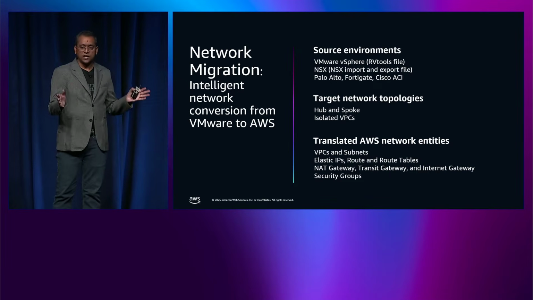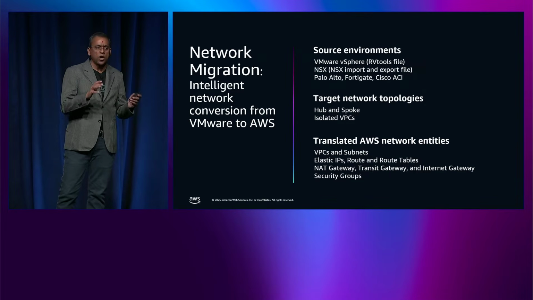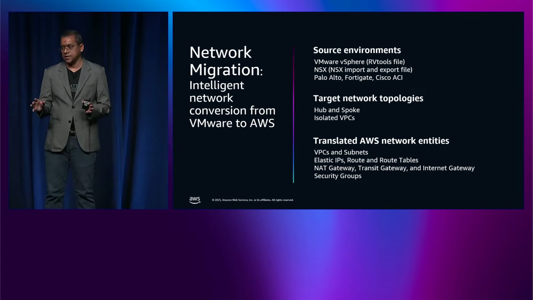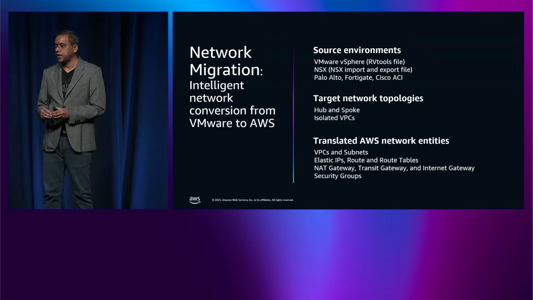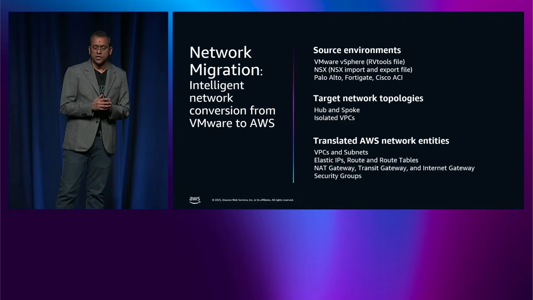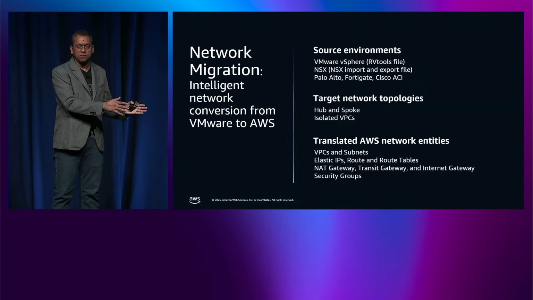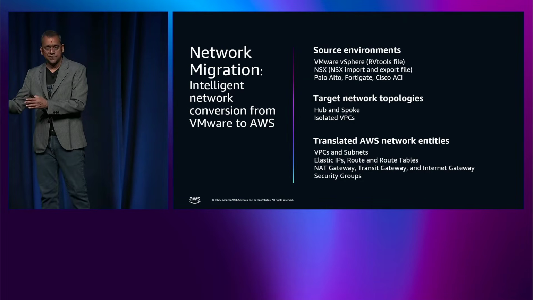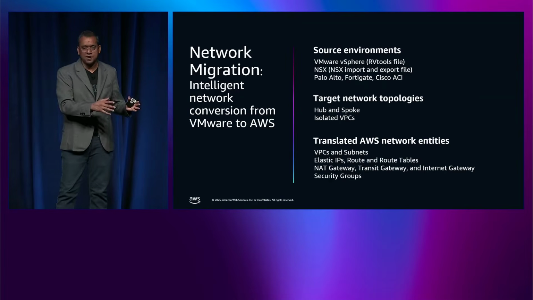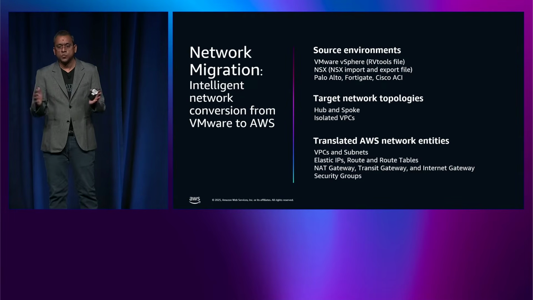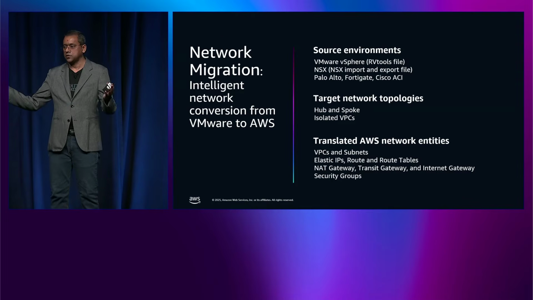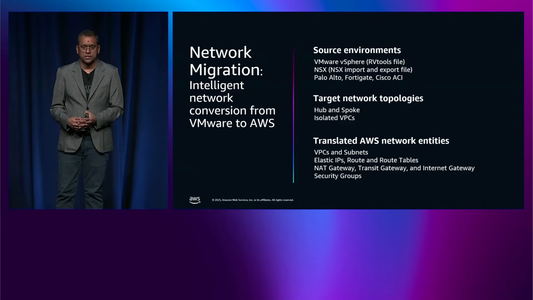Then we started looking at network conversion. This is one part which was very tedious. A lot of skills required. People who are those network experts who understand VMware, they don't understand AWS. Or if they understand AWS, they don't understand VMware, how everything maps. So it was a very hard thing, and getting all those hybrid skills people is not easy.